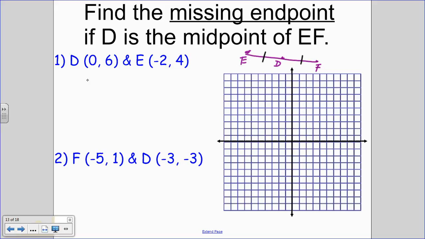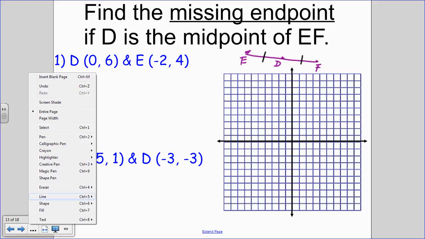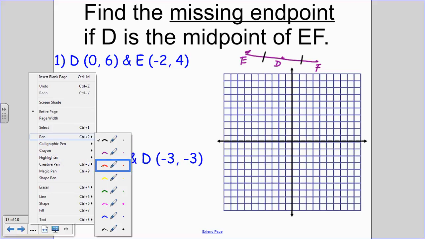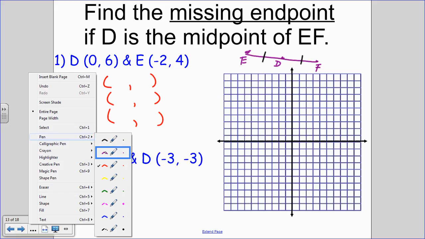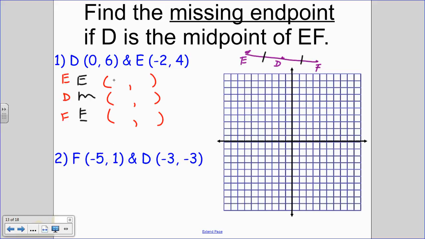On this one, I would use the EME method: endpoint, midpoint, endpoint. The endpoints are E and F. The midpoint is D. Okay, write what we know, what is given to us. They told us E is -2, 4 and D is 0, 6.